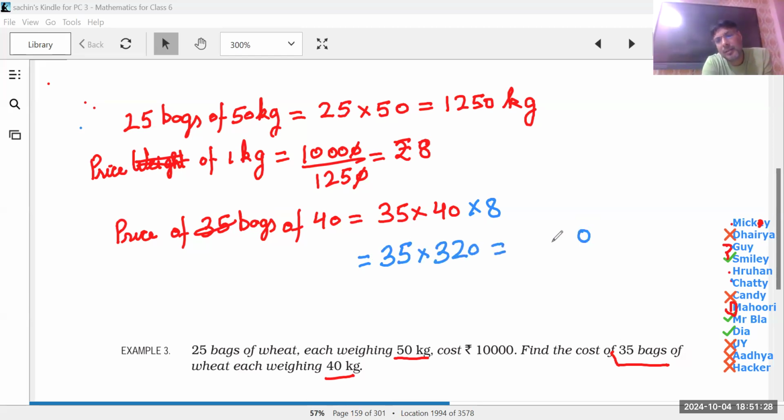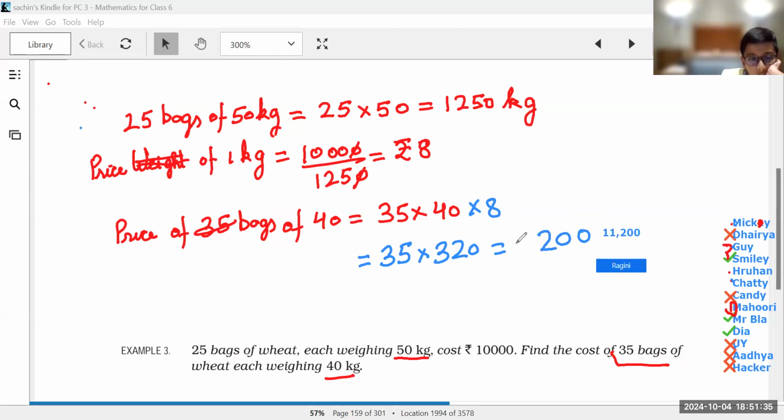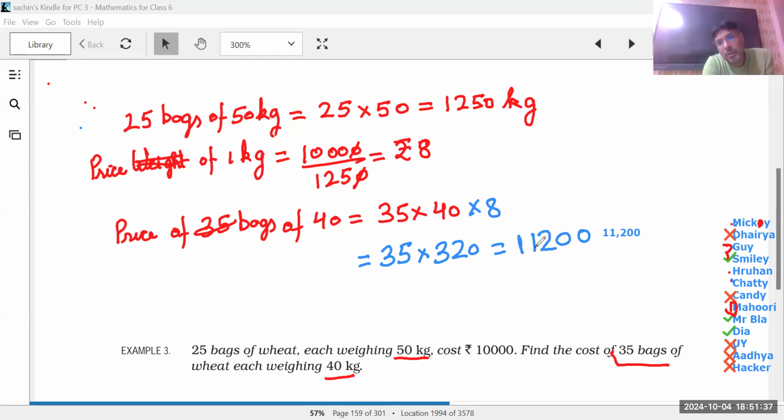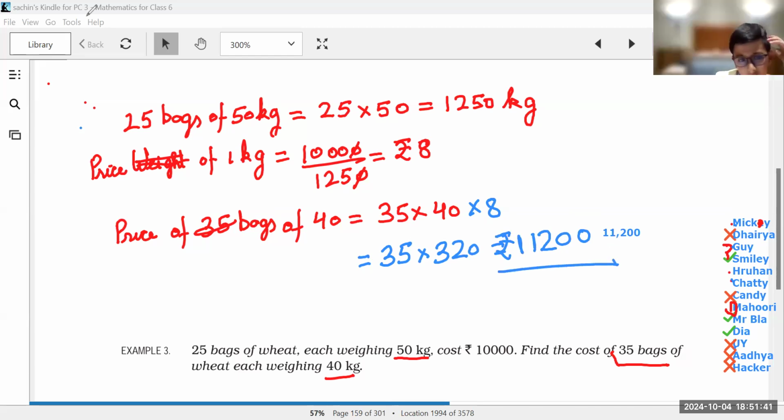Sir, you do the multiplication, 320 into this, do it, 0 will come. 5 twos are 10. I did 15 plus 31 multiplied by 35. 11200 is correct. Then all it's right. 31 multiplied by 35. Okay, I got it.